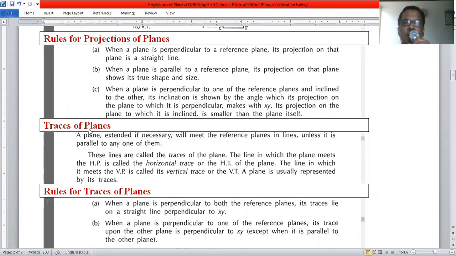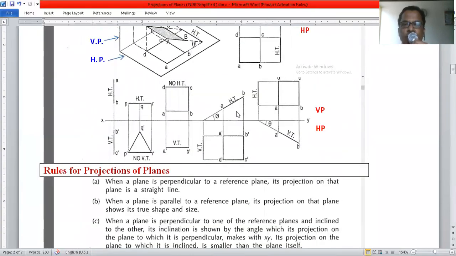And now traces also we have indirectly seen in the above diagram. So what is the trace of the plane? When the plane is extended, if required or necessary, it will meet or touch the reference planes HP and VP in a straight line. That particular straight line is known as the trace of the plane. So these lines are called traces. The line in which the plane meets the HP is called the horizontal trace, that is HT. And the line in which it meets the VP is called the vertical trace. What is HT and VT? Let us see in short.